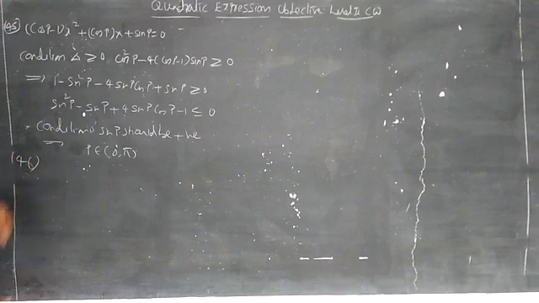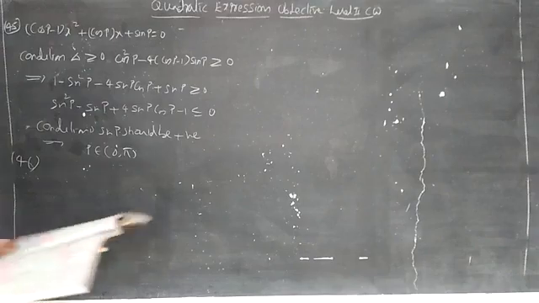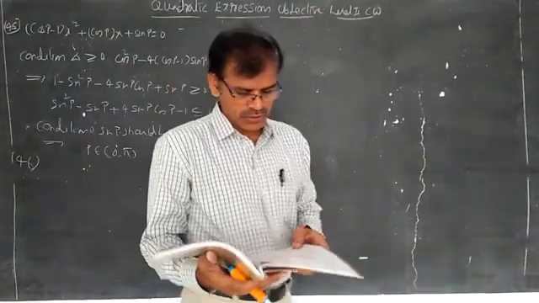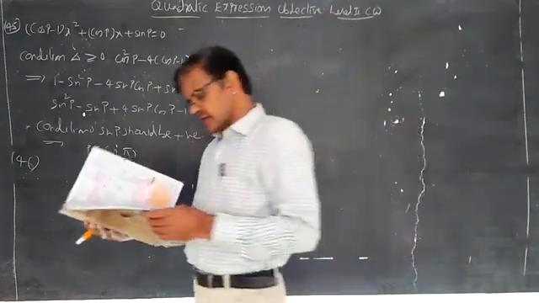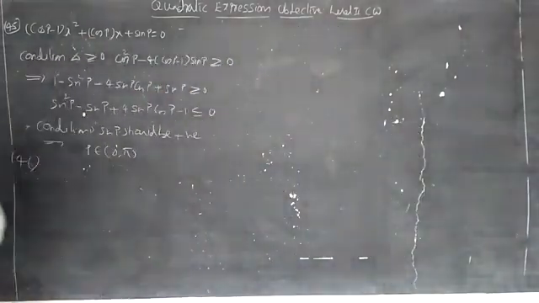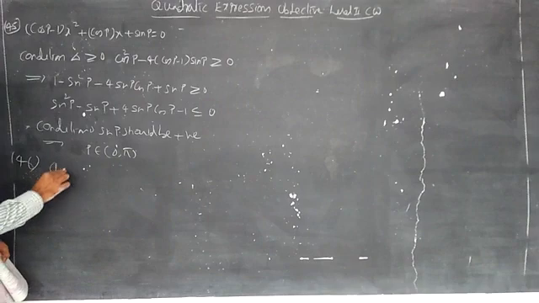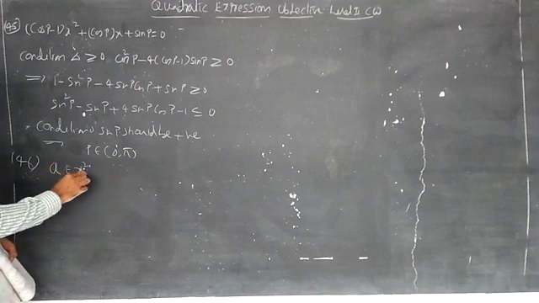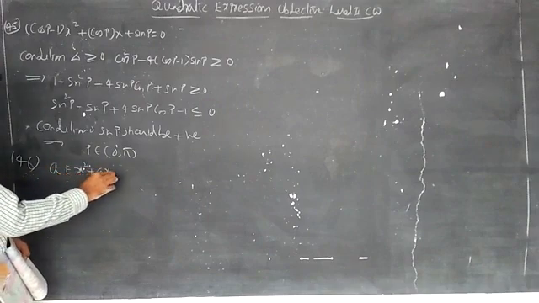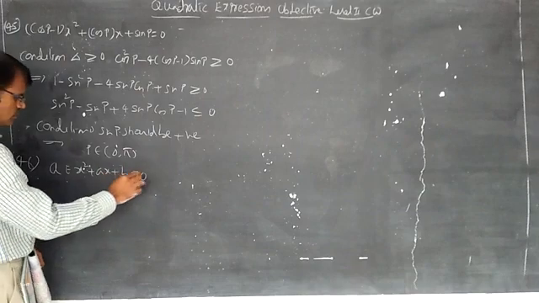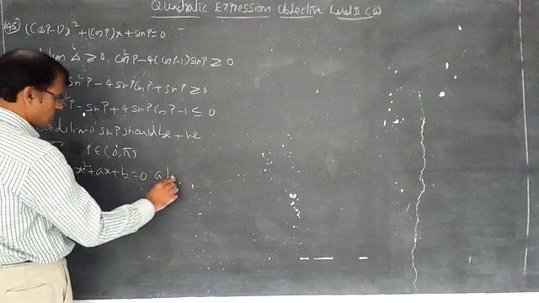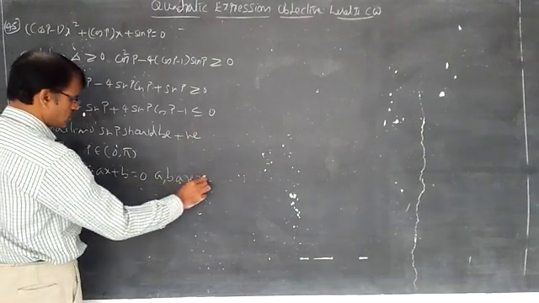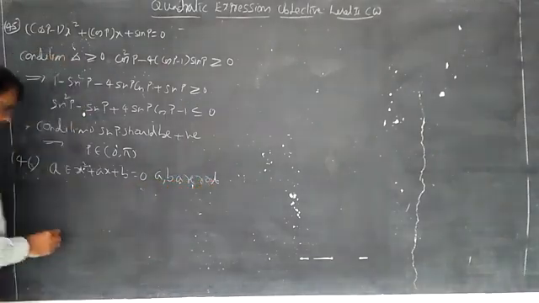Now the 46th question. A and B are the roots of the equation x square plus ax plus b equal to 0. Then find the least value of x square plus ax plus b, x belongs to R. The given quadratic expression we can write as x square plus ax plus b equal to 0. For this quadratic equation, a comma b are roots.